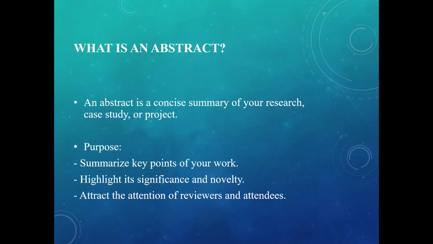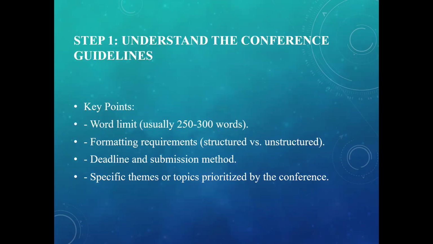So whenever you're presenting an abstract in a conference, it could be in two ways. It could be an oral presentation or it could be a poster presentation. So now let's start with how to begin the abstract submission work. First, we have to understand what the conference guidelines are. Most conference guidelines include a word limit. Most of them say it should be under 250 to 300 words.